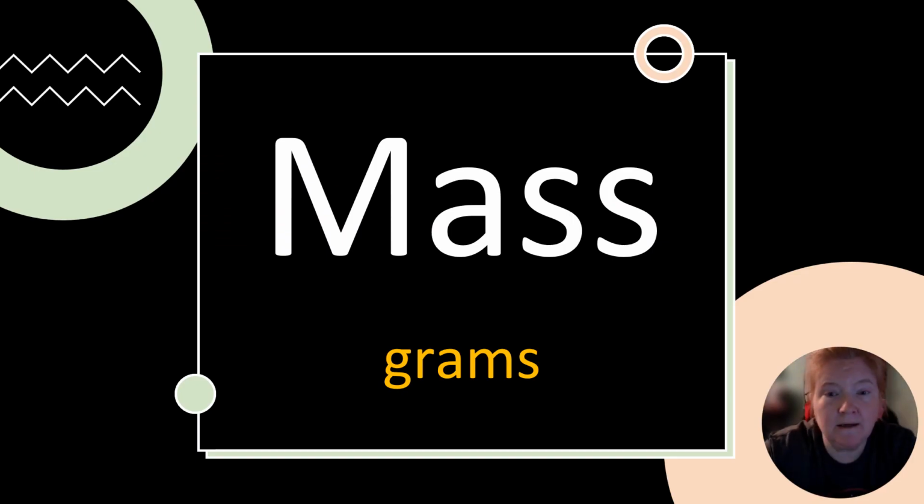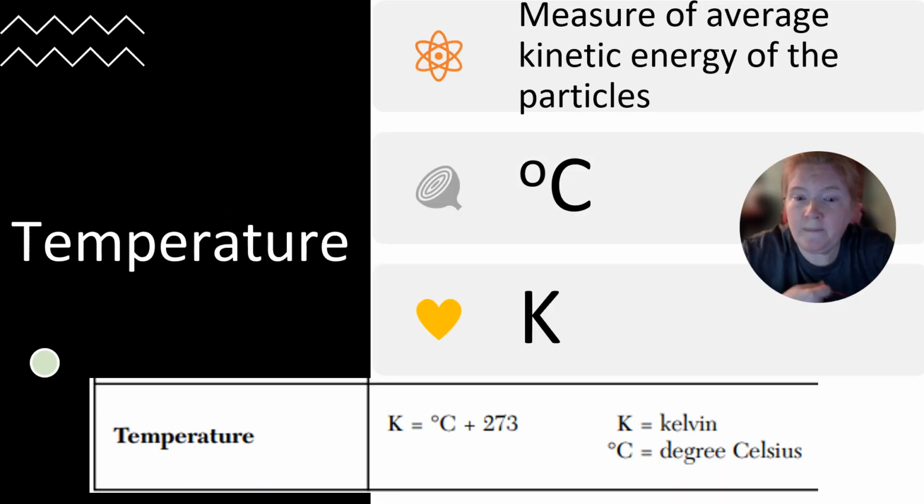Mass, we need grams. Temperature, now we can use it in degrees Celsius or in Kelvin. It doesn't matter for the heat formulas that we're going to actually be using.